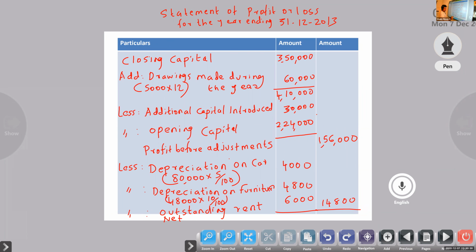Net profit transfer to capital. So we will prepare conversion method. So this profit we will add, we have to transfer to add with the capital. One lakh 41,200. 1,41,200. Clear?